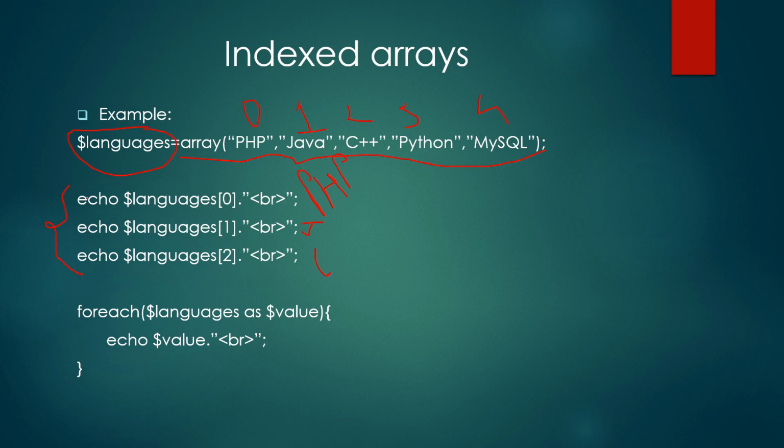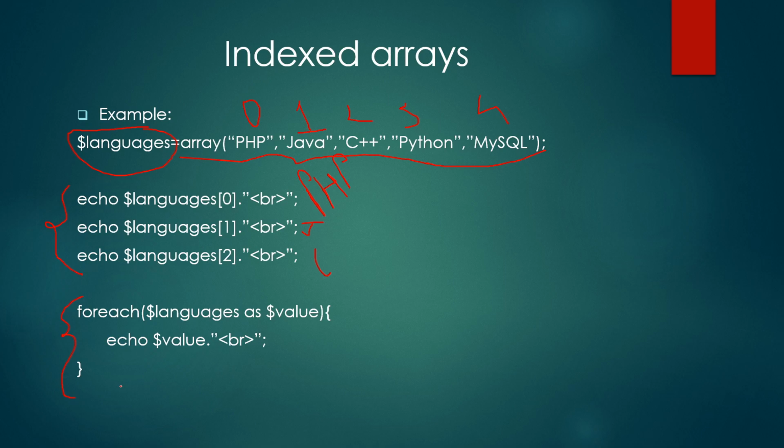Okay, so this is one way to display an array, or maybe to access a particular element of an array. The other approach is to use a loop. Using a loop, we can traverse through the elements of an array, maybe some or all the elements of the array. Okay, so here I have shown the traversing using foreach loop.